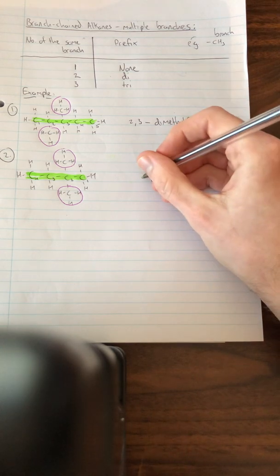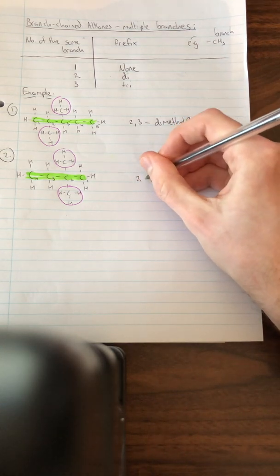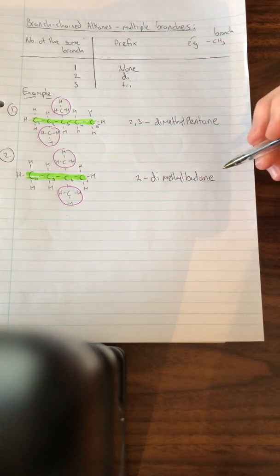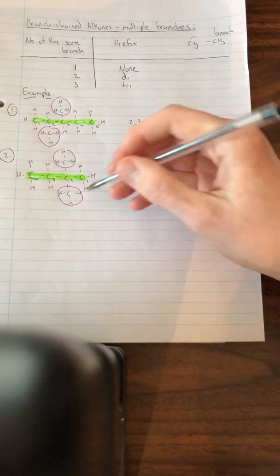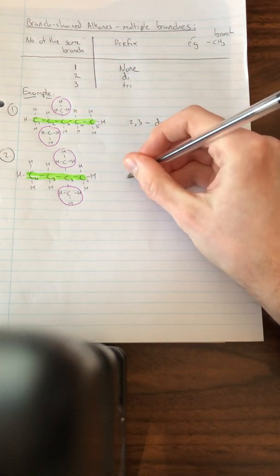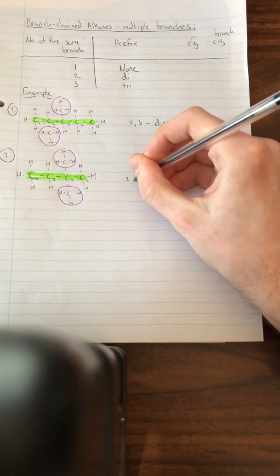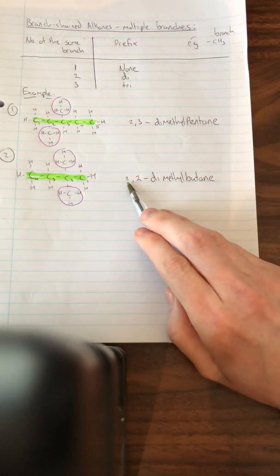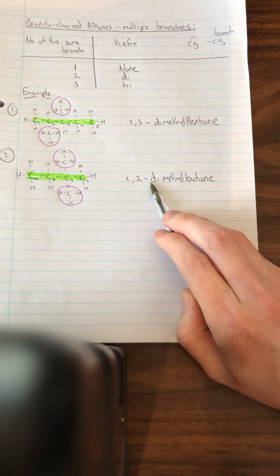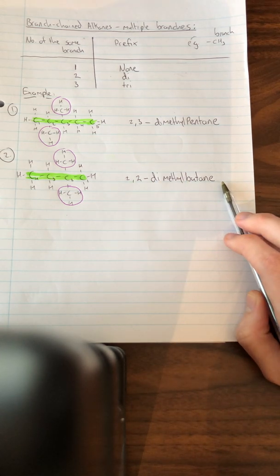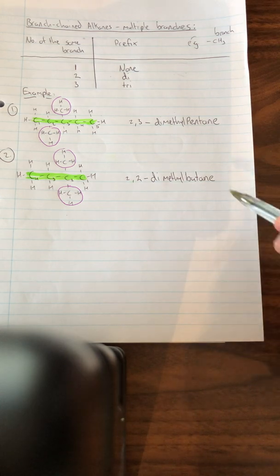Now what a lot of people do is they just write 2-dimethyl butane. However, that's incorrect, because we've got 2 branches, we need to name both of them. So we've got 1 on carbon 2, but we've also got another on carbon 2. So what this becomes is 2,2-dimethyl butane. Okay, so just be careful with that.